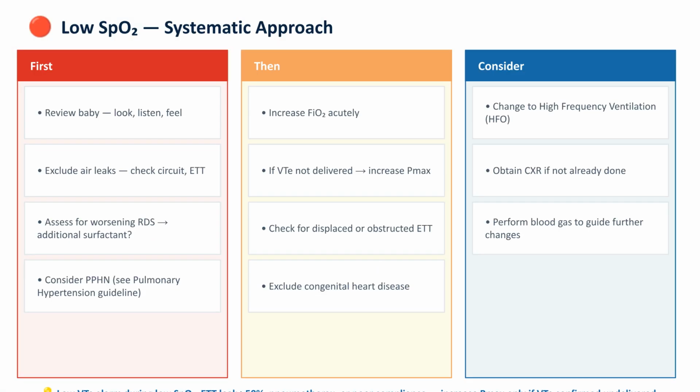A systematic approach to low SpO2 starts with reviewing the baby. Exclude air leaks and assess for worsening respiratory distress syndrome, which may require additional surfactant. Consider persistent pulmonary hypertension of the newborn. Then, acutely increase the fraction of inspired oxygen. If VTE is not delivered, increase the maximum pressure, check for a displaced or obstructed ETT, and exclude congenital heart disease. Finally, consider changing to high-frequency oscillation, obtaining a chest X-ray, or performing a blood gas analysis.